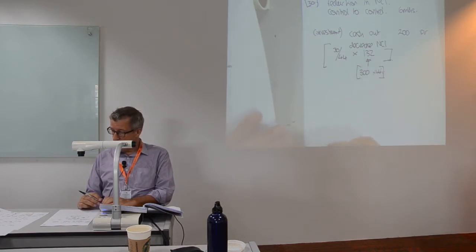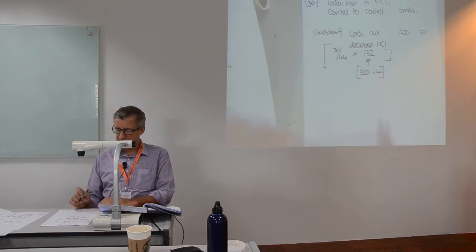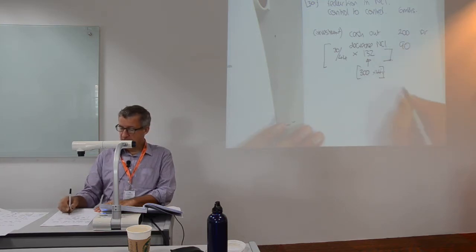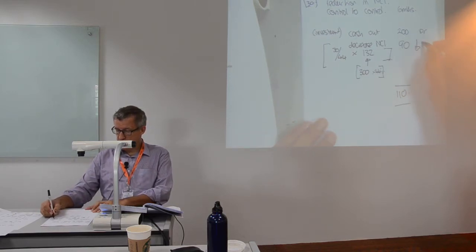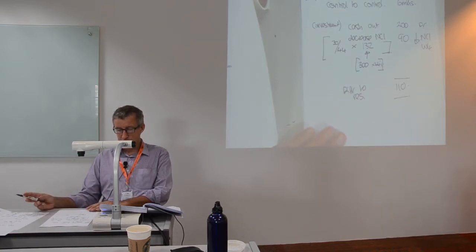You could work that out another way if you wanted to, because you would know what the NCI balance was at the date of acquisition, and add on the share of the post-acquisition profits. But I think I want to take a shortcut. 30 of 44 on 132, no idea what that is, probably about 100. 90, nice round figure, must be correct. And therefore we've got 110 as your difference. This is going to reduce your NCI. This is going to be a difference that we take to reserves, and that difference that we take to reserves is 110.